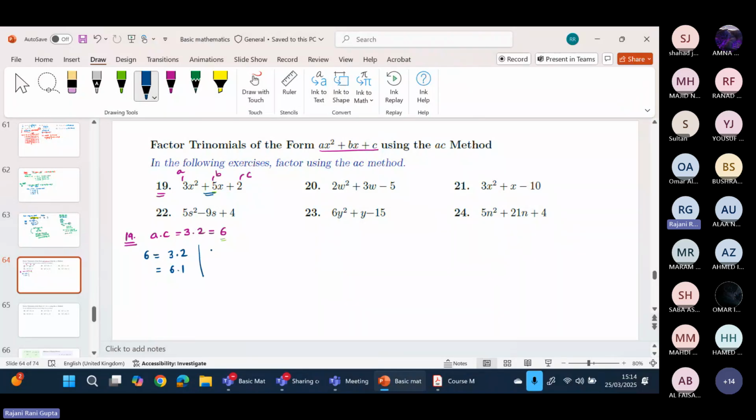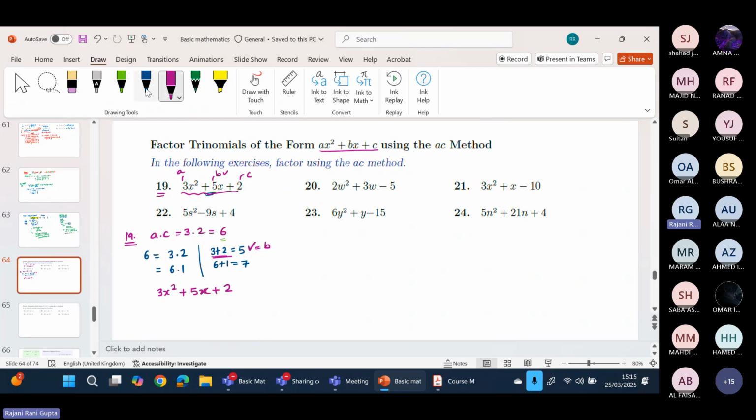So to check, 3 plus 2 is how much? 5. 6 plus 1 is 7. We don't need 7. What we need? 5, which is B. This is equal to B. So we use these factors for this term. So after that, what we will do? We will write 3x square plus 5x plus 2.